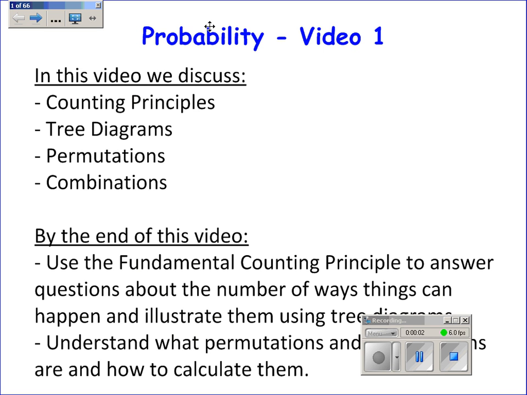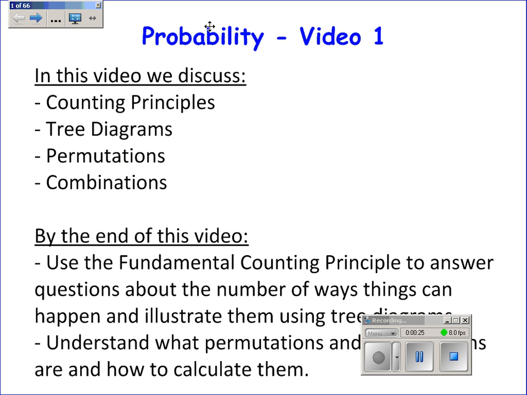All right, this is the first video in a 3-video series on probability. And surprisingly, we're not discussing probability at all in this first video. We're just discussing counting principles, like how you count the number of ways different things can happen, which is really, in my mind, fundamental to how we do probability. So we're going to start off with some counting principles.